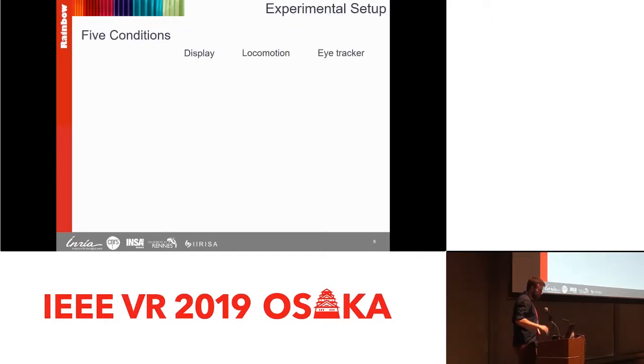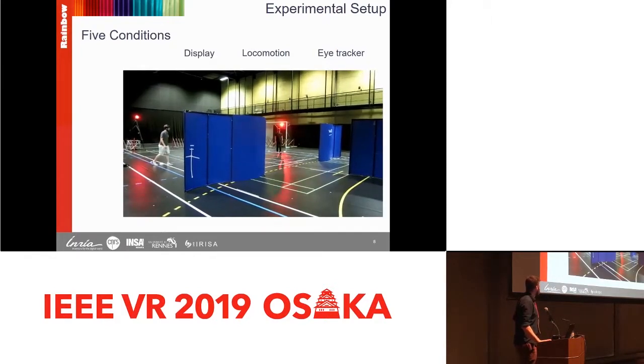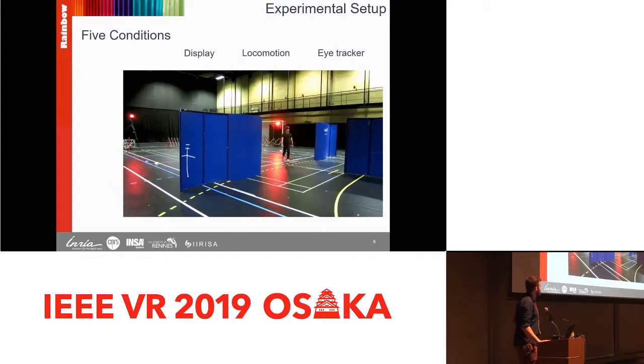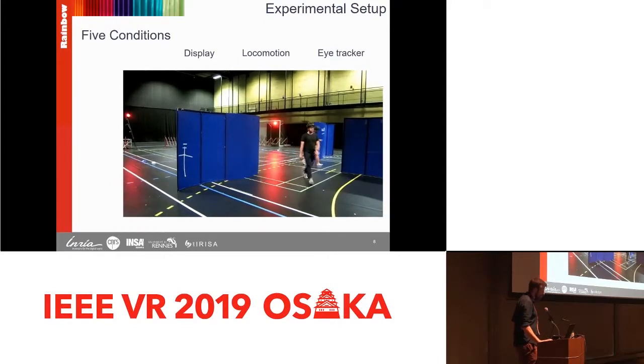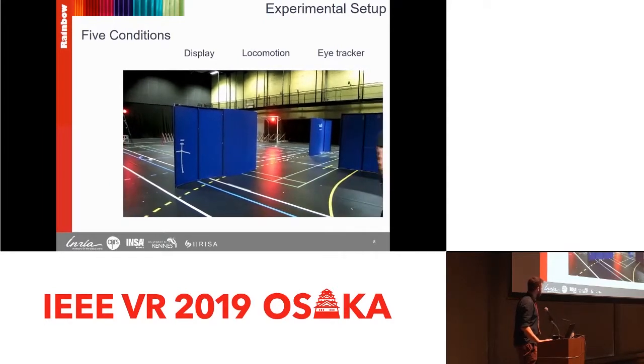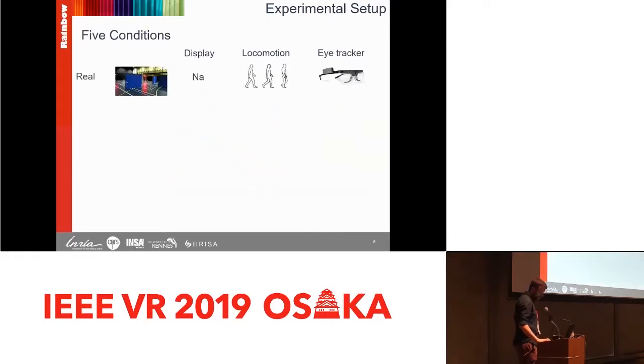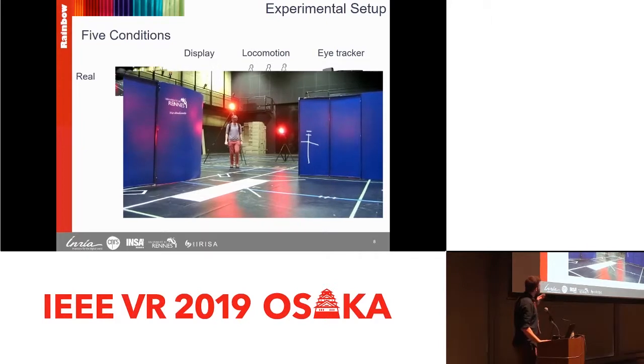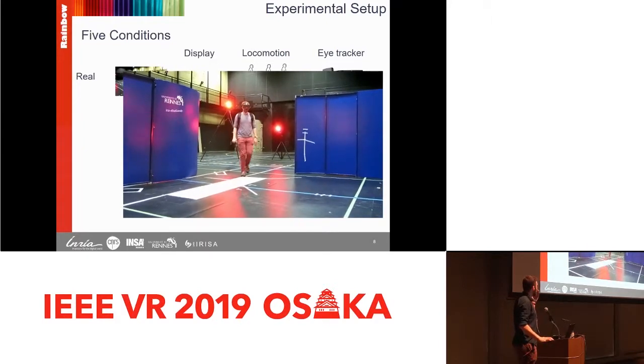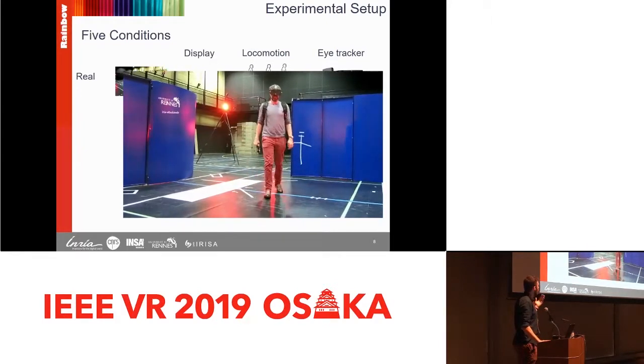We studied five conditions, and for each condition, I will show you what kind of display, locomotion interface, and eye tracker we used. The first one was the real environment, and you can see the two walkers. It will be our baseline for our next results. Then we look at the virtual conditions, and just to be clear, in the virtual environment, the other walker was a virtual character.